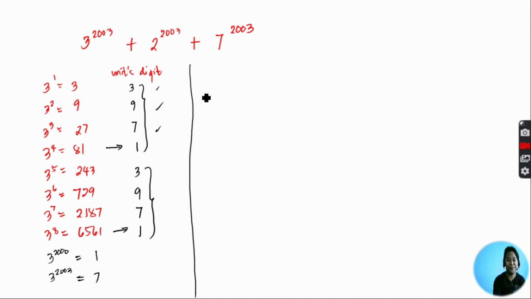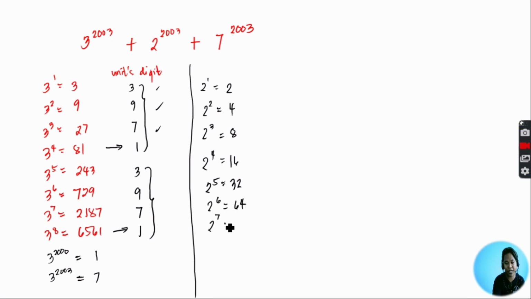So next we have 2. 2 raised to 1 is equal to 2. 2 raised to 2 is equal to 4. 2 raised to 3 is equal to 8. 2 raised to 4, ano guys? What is 2 raised to 4? Yes, 16. 2 raised to 4 is 16. 2 raised to 5 is 32. 2 raised to 6 is 64. 2 raised to 7 is 128. And 2 raised to 8 is 256.